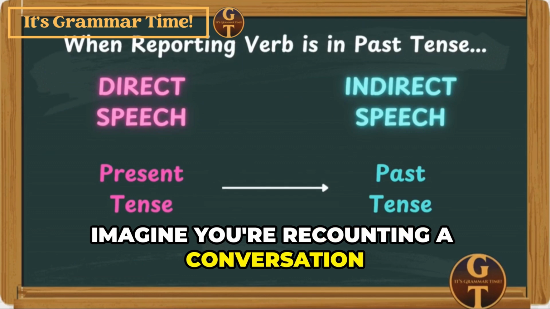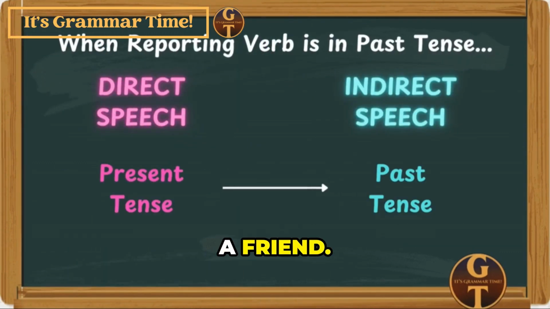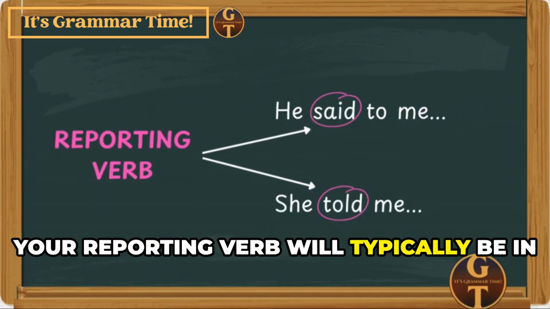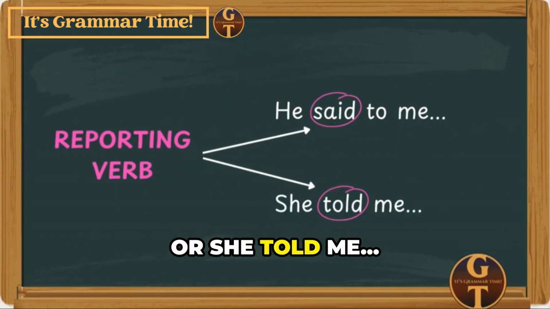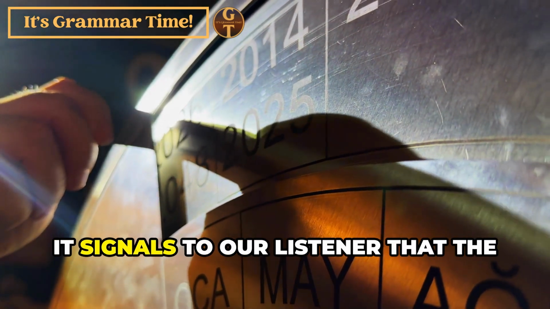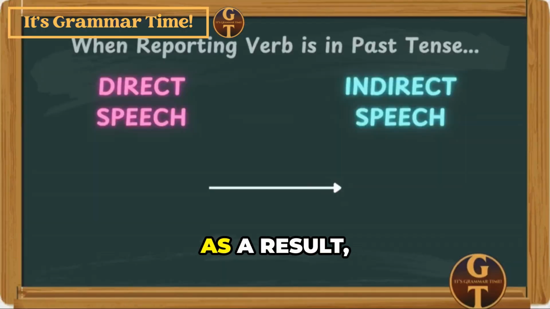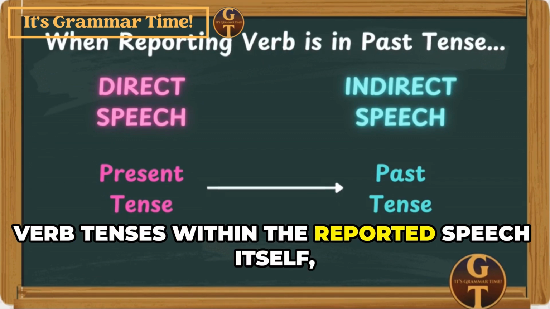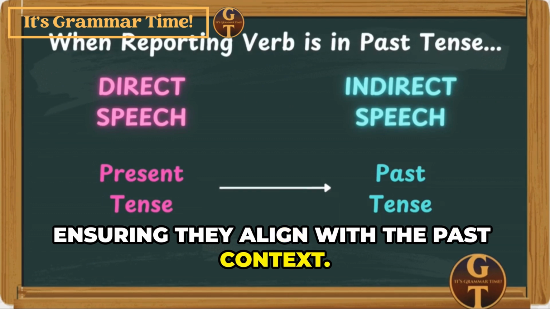Imagine you're recounting a conversation you had yesterday, or perhaps sharing a story you heard from a friend. In these instances, your reporting verb will typically be in the past tense, using phrases like he said or she told me. When the reporting verb is in the past tense, it signals to our listener that the original speech occurred earlier in time. As a result, we often need to make adjustments to the verb tenses within the reported speech itself, ensuring they align with the past context.